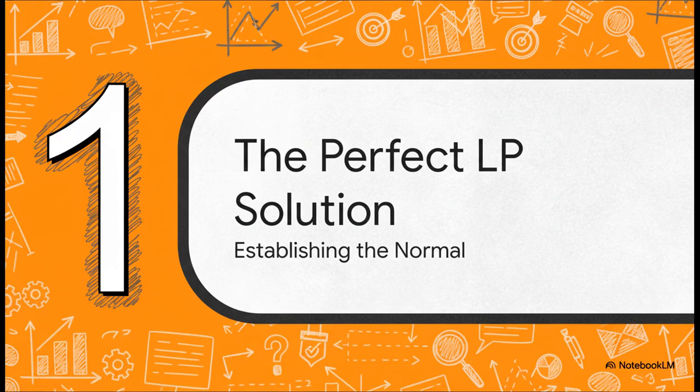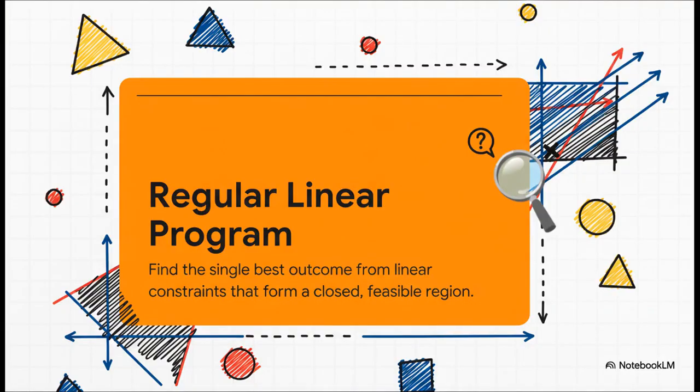All right, before we can really appreciate the rebels, we need to understand the establishment, right? So let's talk about what a perfectly well-behaved, by-the-book linear programming problem is supposed to look like. In a normal, everyday linear program, we expect 2 key things. First, there's one and only one best answer. Second, all the possible solutions live inside this neat, closed-off area called the feasible region. You can think of it like a fenced-in yard. All the valid answers are inside the fence. It's contained, predictable, and tidy.